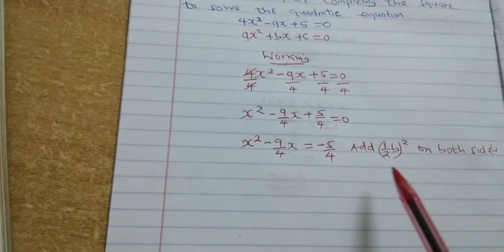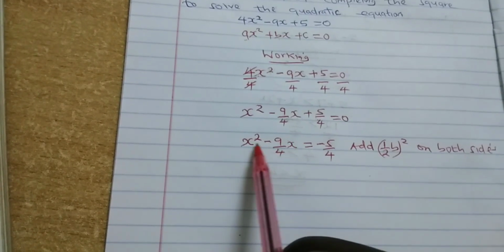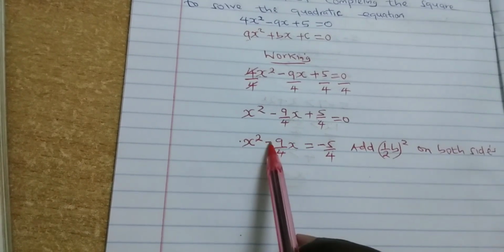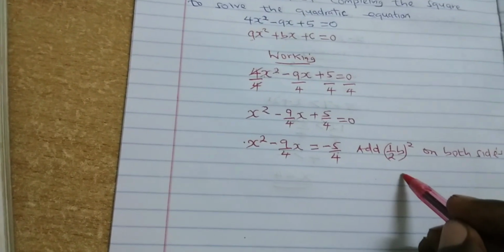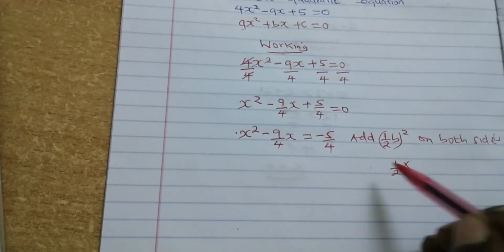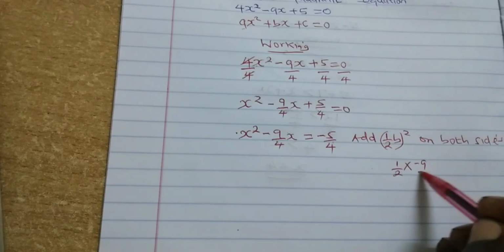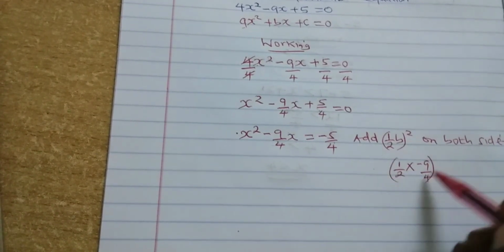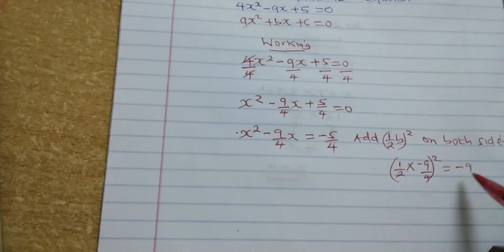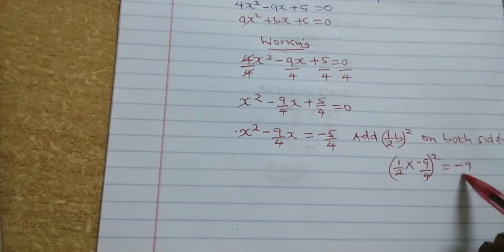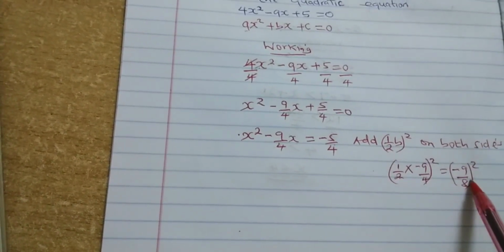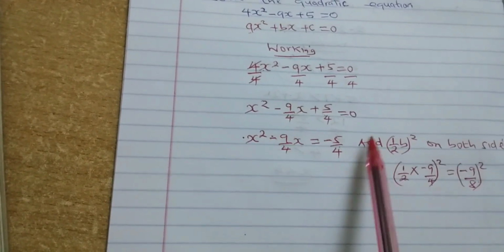So let us get our half b squared. We know this is our a, this is our b, and this is our c. So our b is minus 9 over 4. If we take half times our b, and our b is negative 9 over 4, squared, we are going to have 1 times negative 9 will give us negative 9, then 2 times 4 will give us 8, and this one is squared. So this is our half b squared, which we are going to add on both sides.